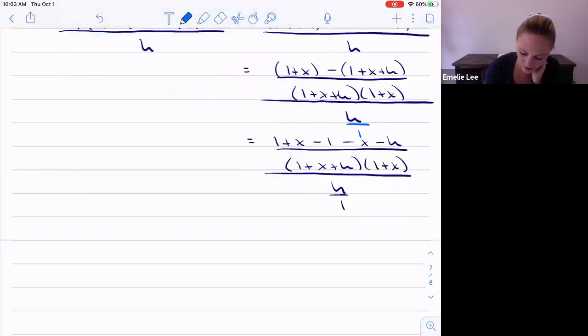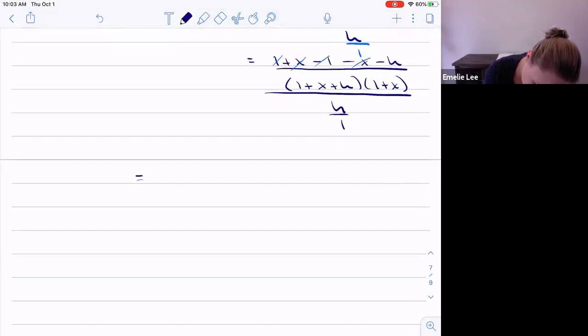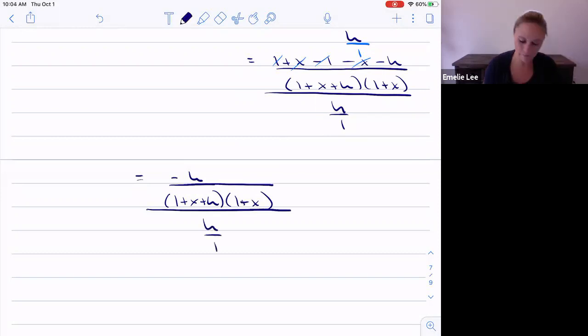Some things cancel to make my life a little bit easier here. 1 minus 1 goes to 0. x minus x goes to 0. So really all I'm left with here is negative h. So this becomes negative h over 1 plus x plus h times 1 plus x, all over h over 1. Hey, this is looking good.